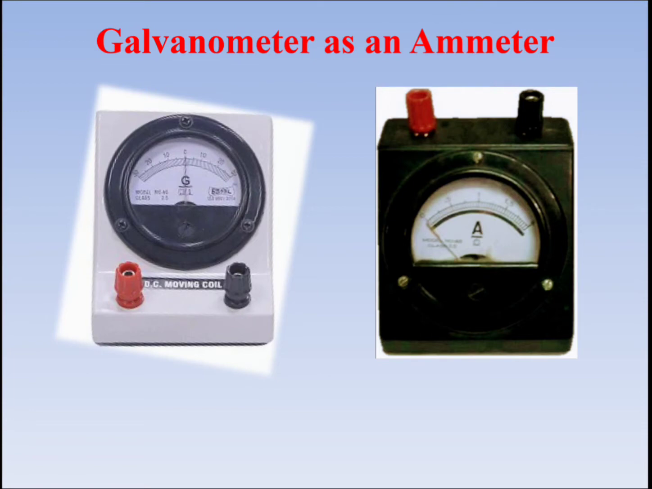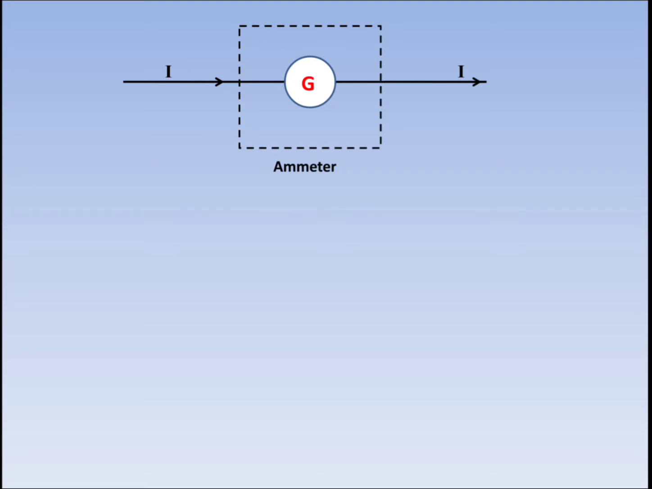In this video, we are going to discuss how to convert a galvanometer into an ammeter. When a galvanometer is used to measure current in a circuit, it is called an ammeter. In order to measure current in a circuit, the galvanometer is to be connected in series with the circuit. But by connecting the galvanometer in series with the circuit, the following problems arise.